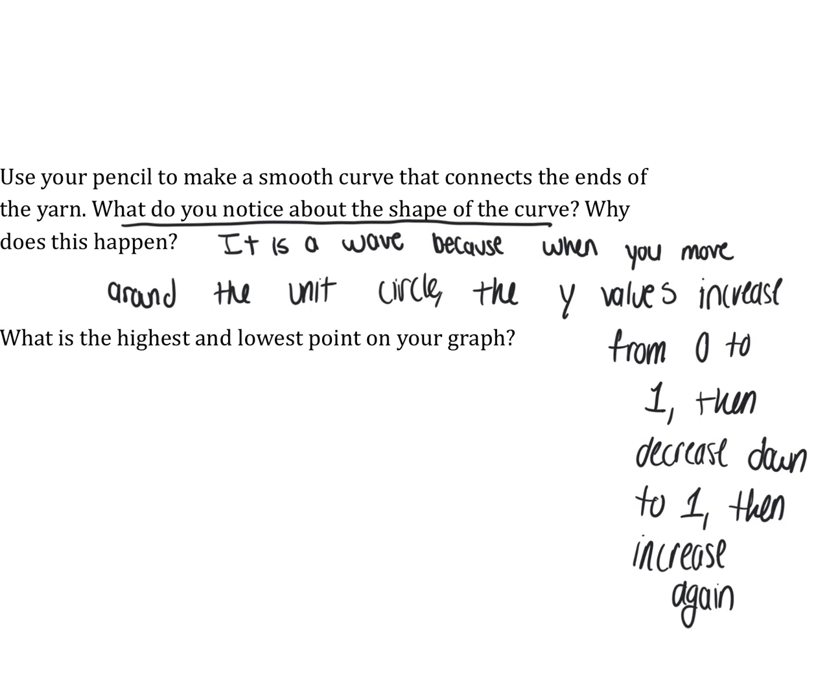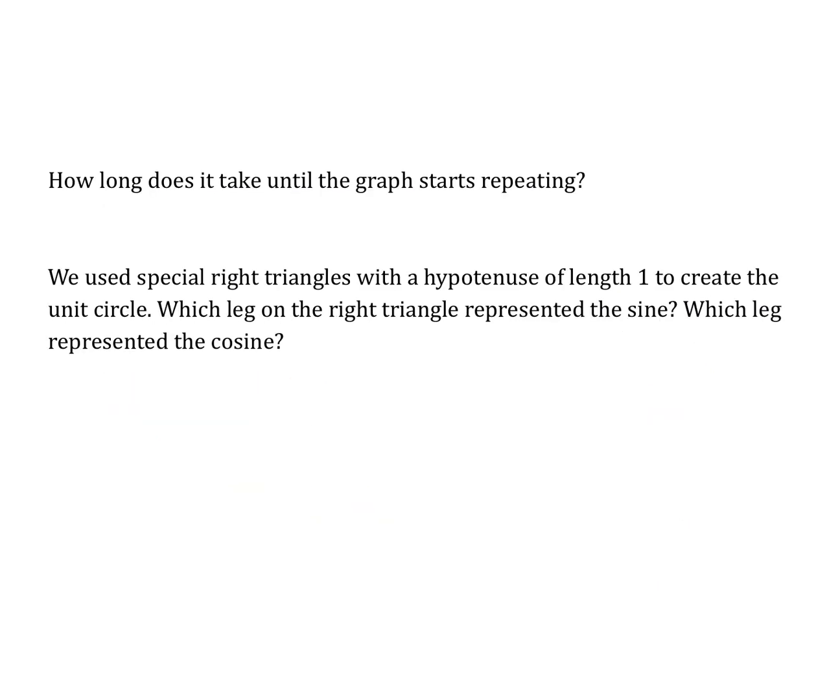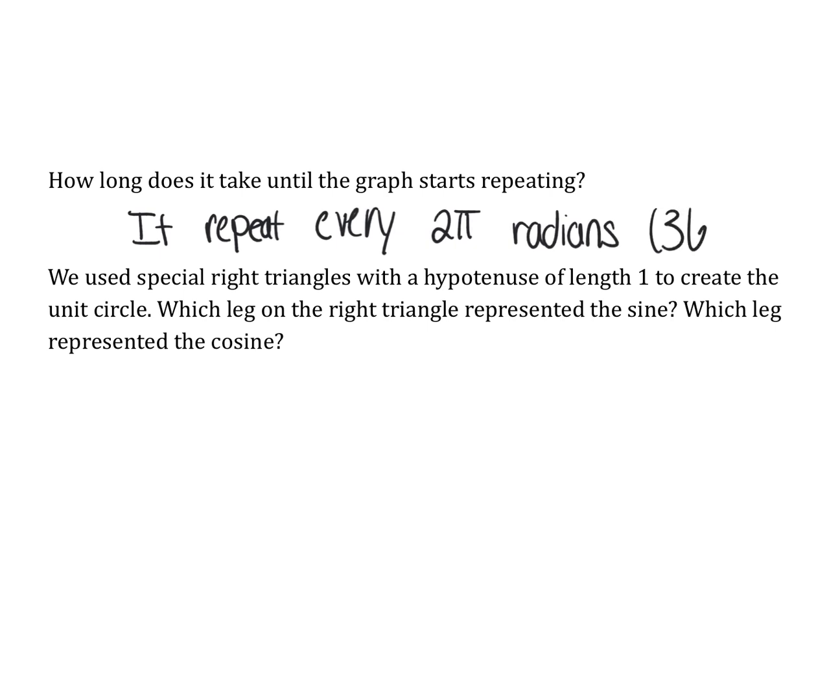And it says, what is the highest and lowest point in the graph? So the highest point is 1. The lowest point is also -1. So it says, how long does it take until the graph starts repeating? So it repeats every 2 pi radians, and that's 360 degrees.